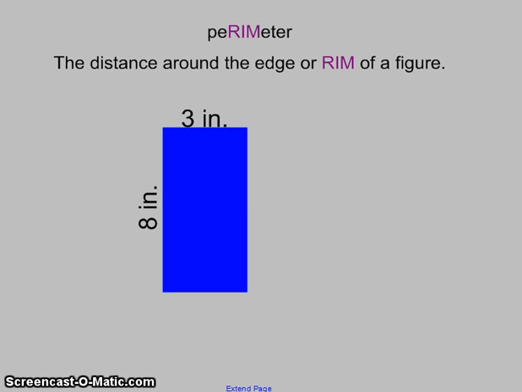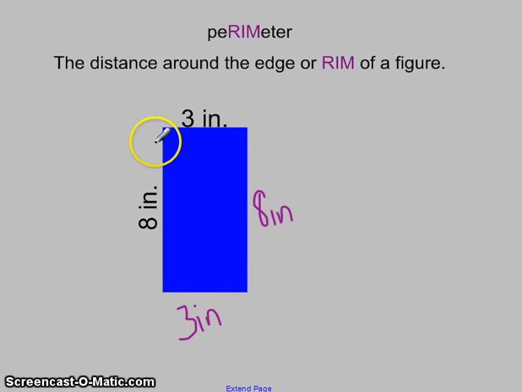Now when you look at this rectangle, you'll notice right away that not every side is labeled with its measurement. That's because we know the properties of a rectangle, that the opposite sides are going to be the same distance, so we know this would be 8 inches and this side would be 3 inches. You don't actually have to measure every side.